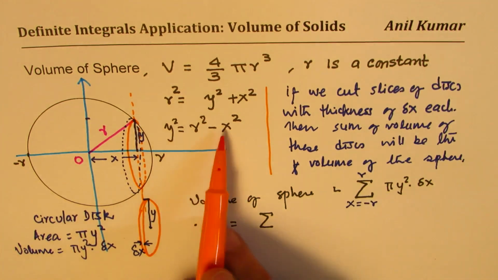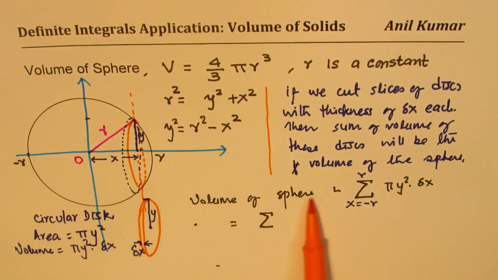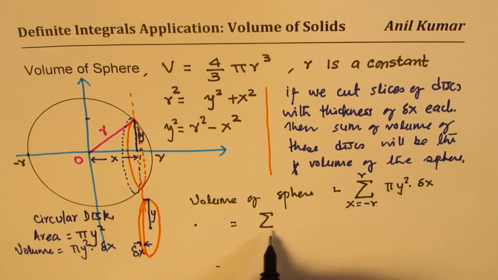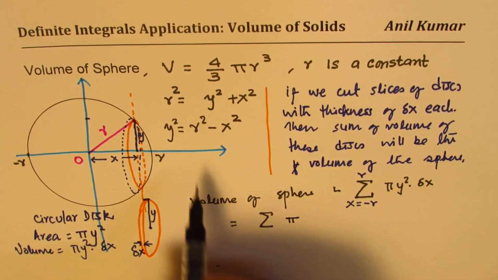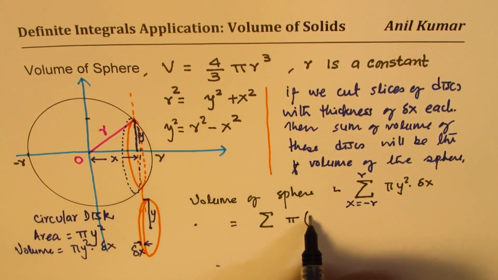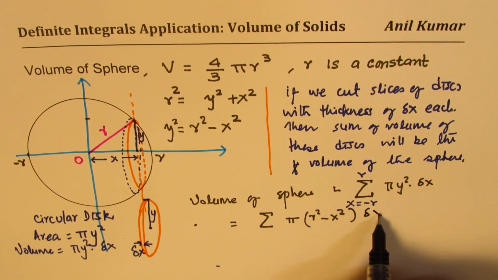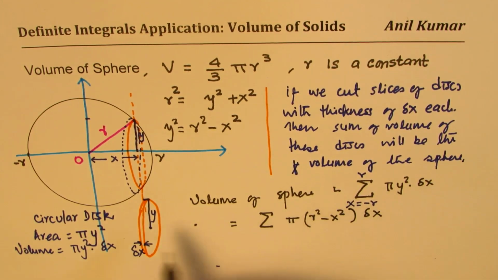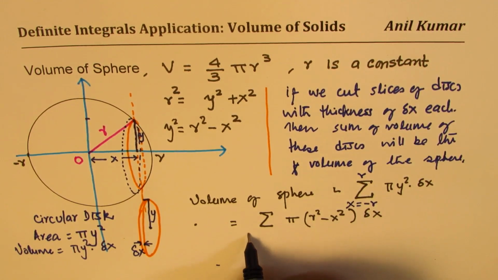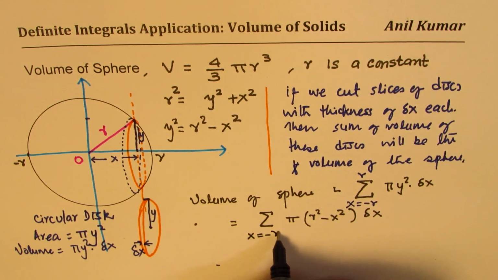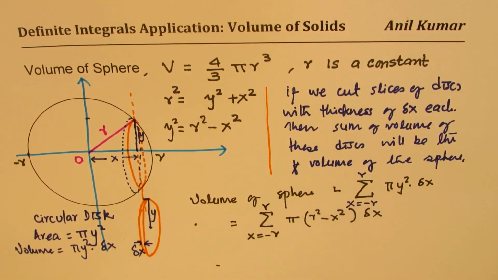Clear? y is a function of x. So we can write this volume of a sphere as equal to pi, instead of y squared, let me write this as (r squared minus x squared) times delta x. These small slices have a thickness of delta x, which is constant, and x is varying from minus r to plus r. Is that clear to you?